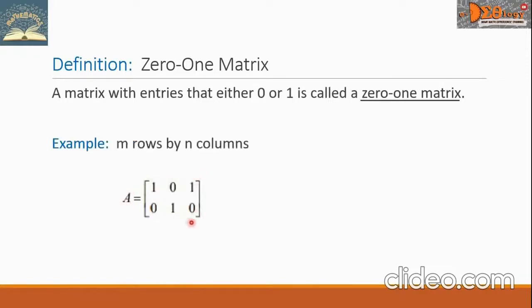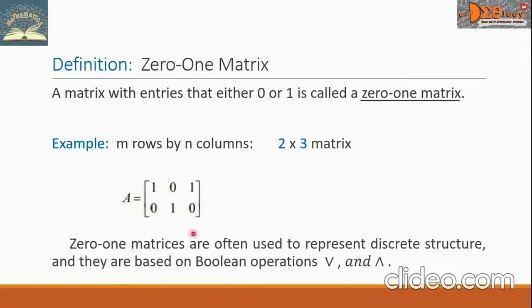Remember that a matrix is defined by m rows by n columns, or simply we write m by n matrix. In our example here, we observe that there are 2 rows. So this is the value for m. And then we have 3 columns. So we change the n into 3. So for our example here, we have a 2 by 3 matrix.